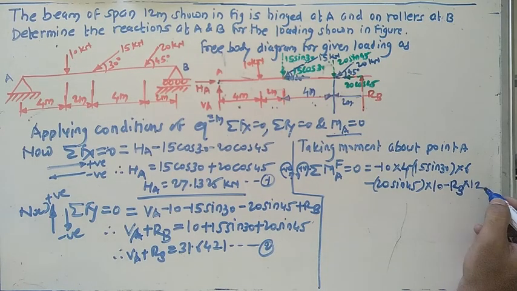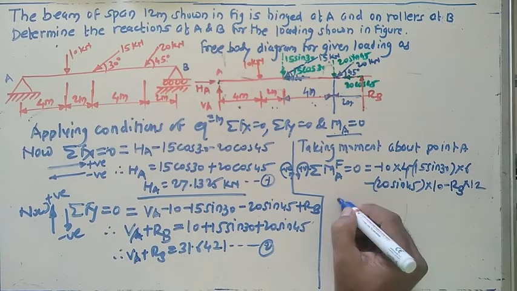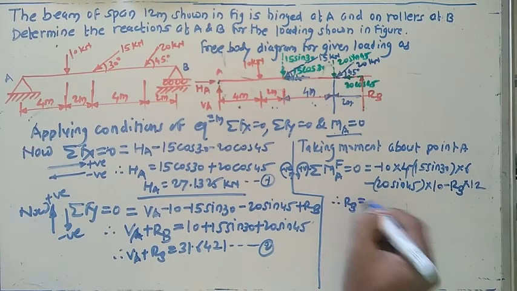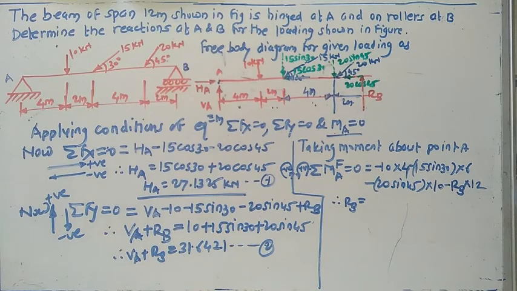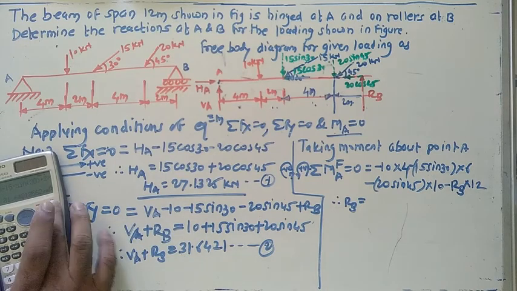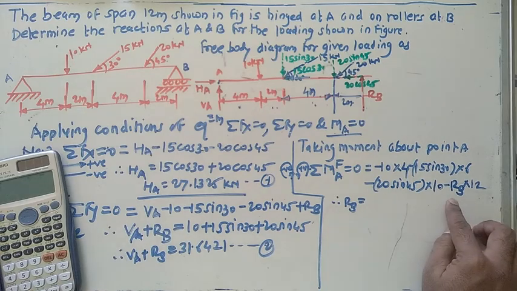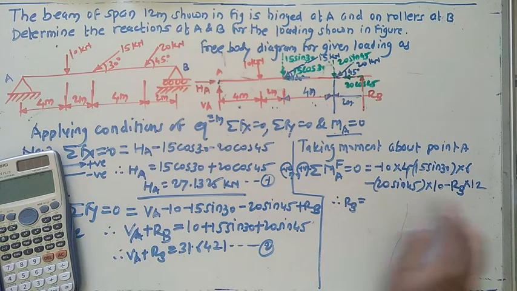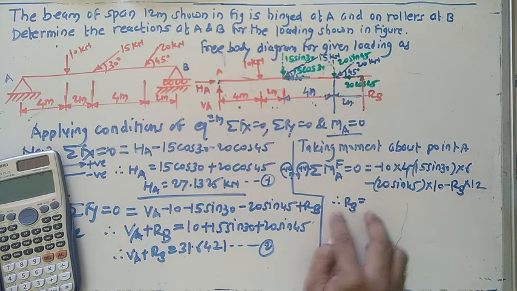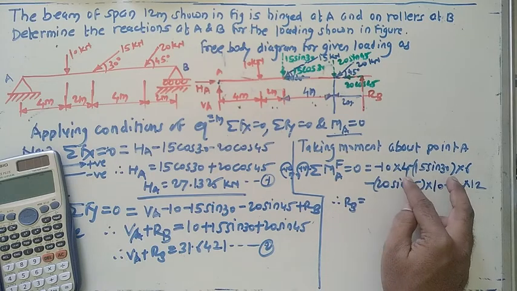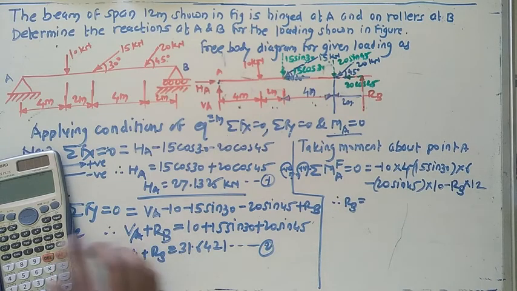Solve this to get the value for RB. Therefore RB equals, we will solve this one better. If I take this RB towards one side, RB multiplied by the 12 term will come here and the other terms will remain on the other side as they are.